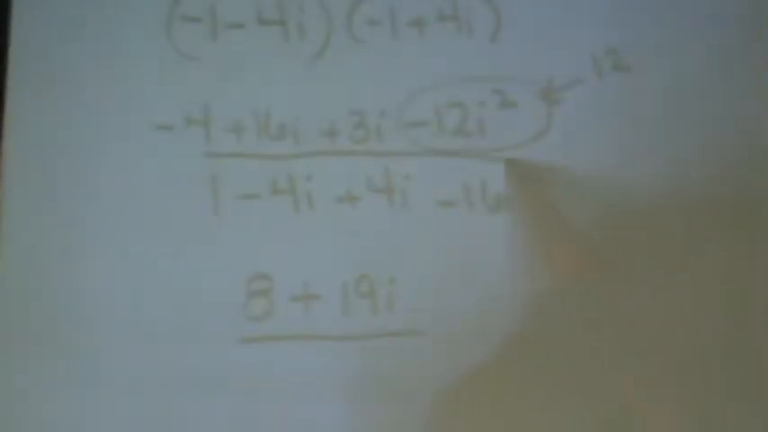Sammy, are you getting this? Okay. See this bottom right here? What does negative 16i squared go to? 16. And what's 16 plus 1? 17. What happens to these two? They cancel. They're gone. That's your answer. Done.